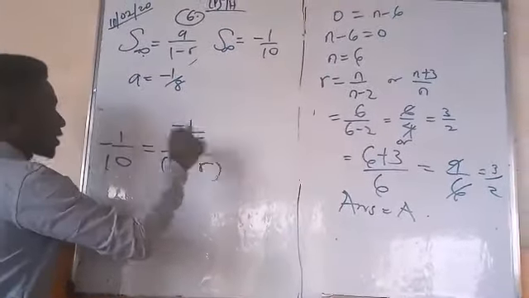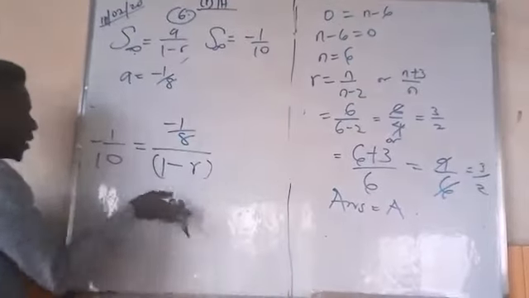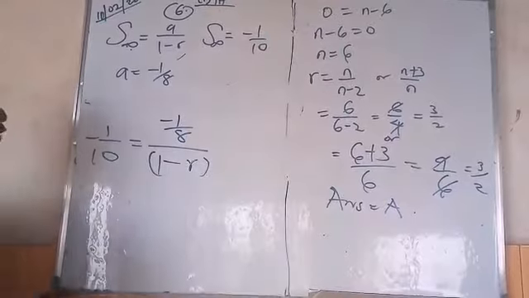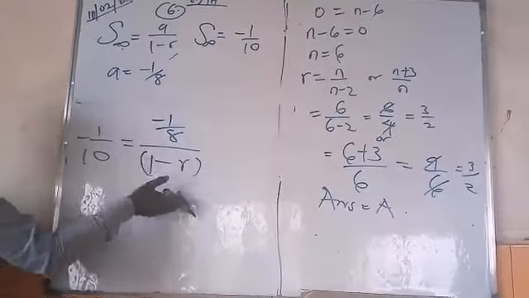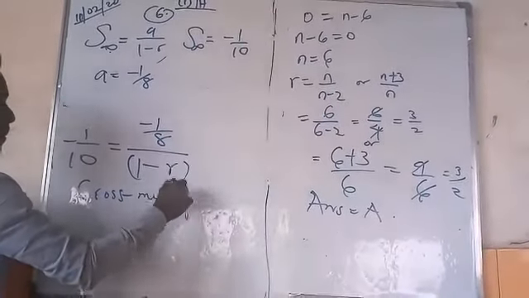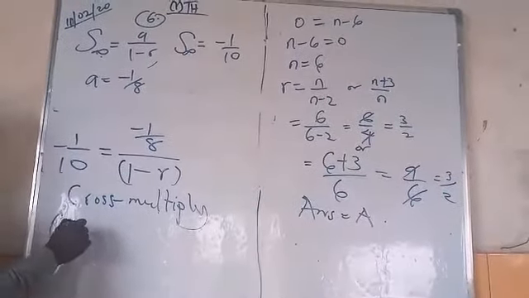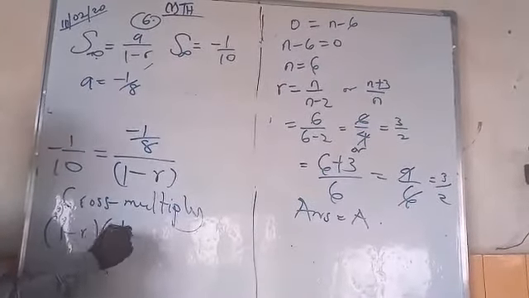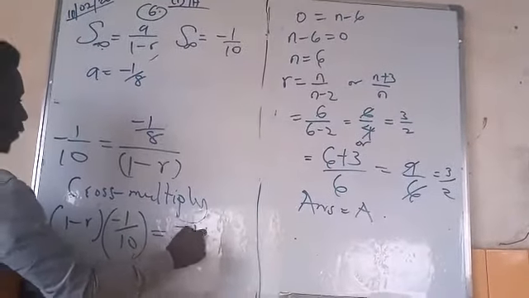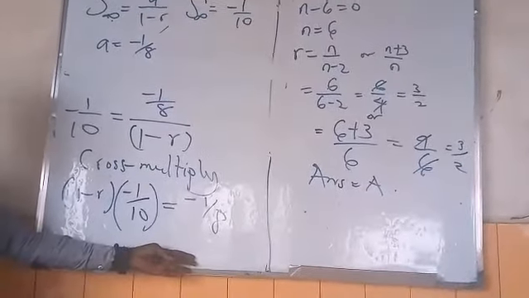See this as what? As an entity. Okay? See this as an what? An entity. That is, this one is one thing. And what will you do? Cross multiply. This times this. Cross multiply. So you're going to have something like 1 minus r times what? Minus 1 over 10 equals what? Minus 1 over 8. Since you have cross multiplied, this is what you will have. Do you all agree with me?